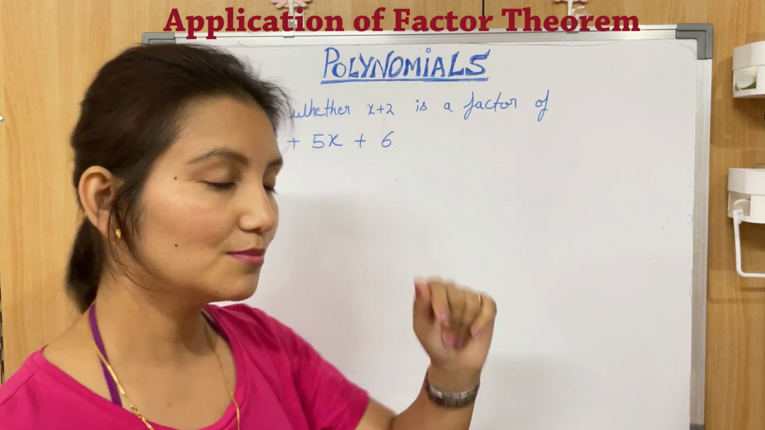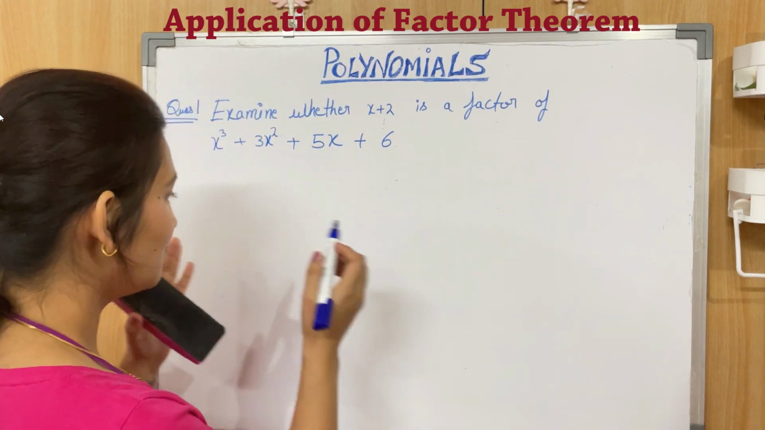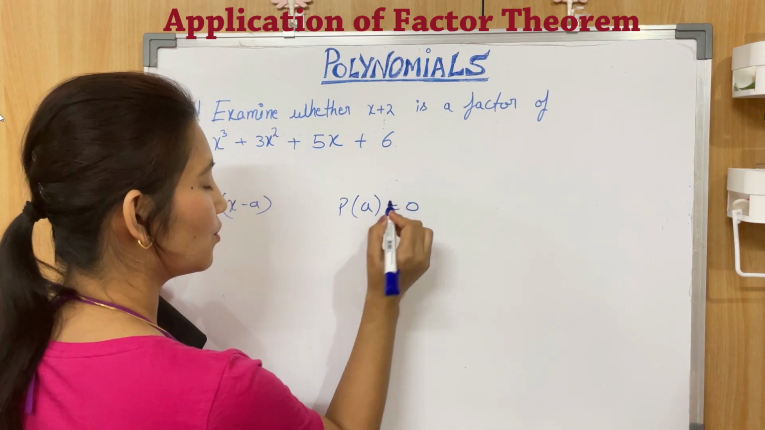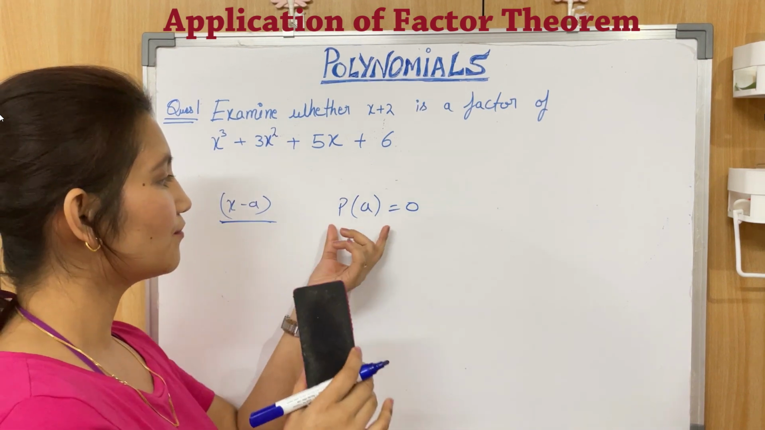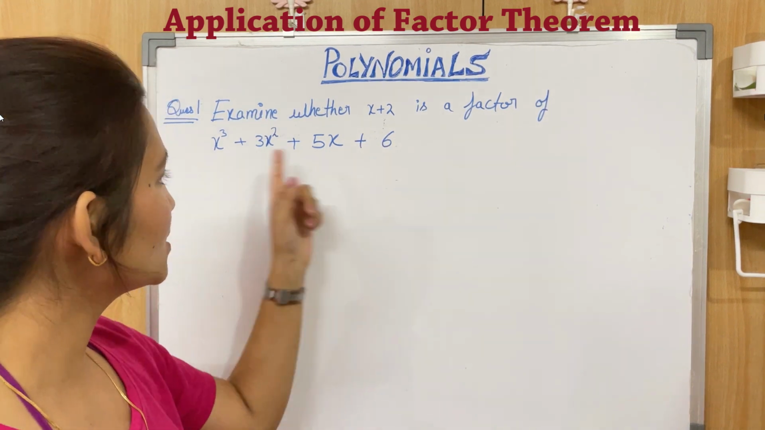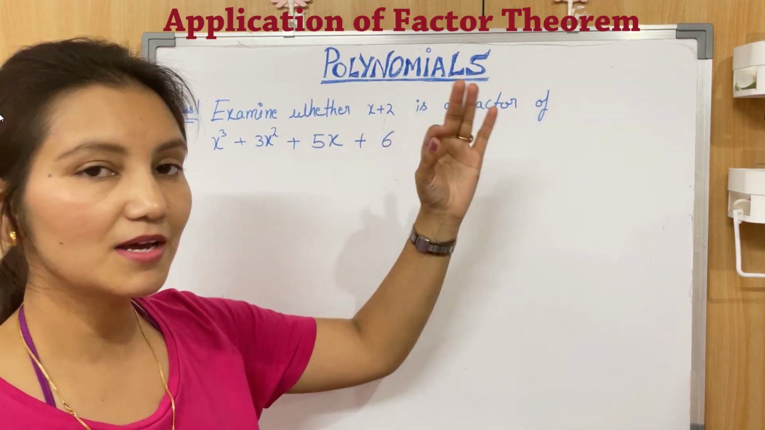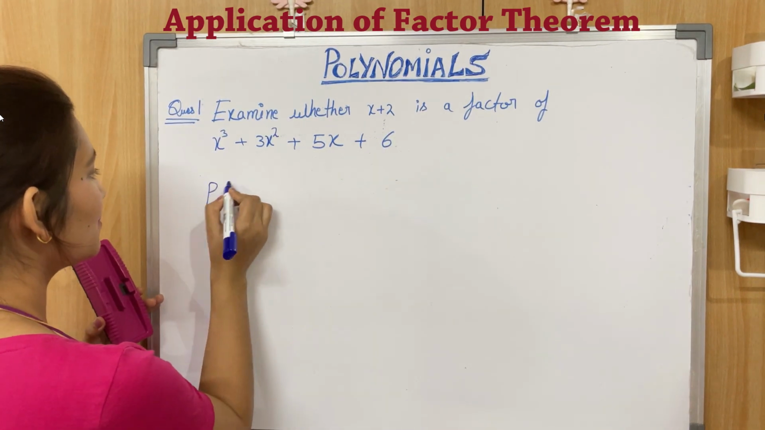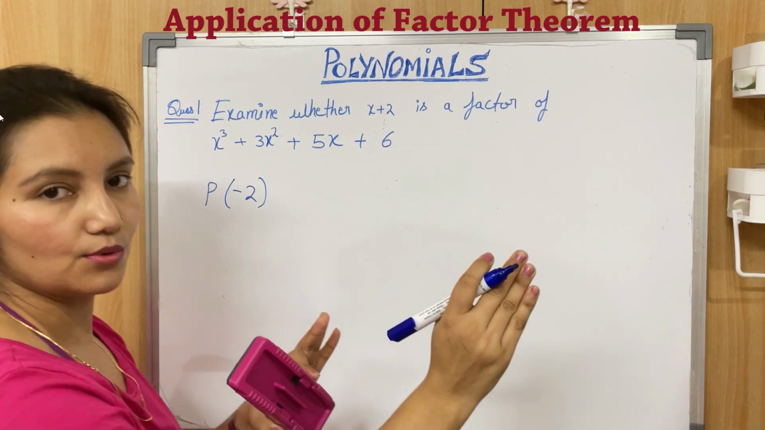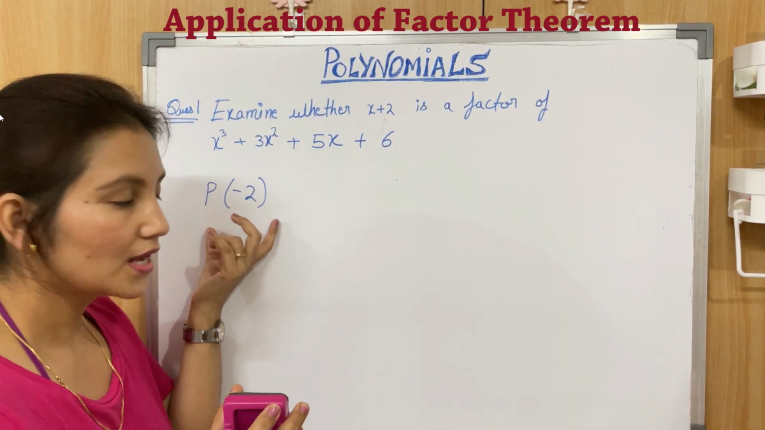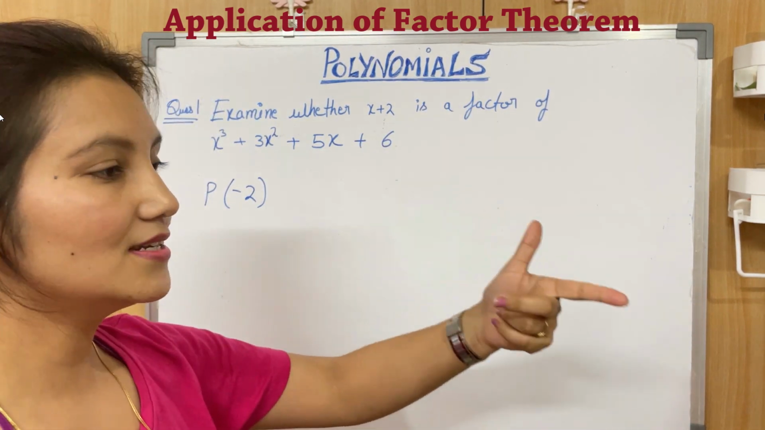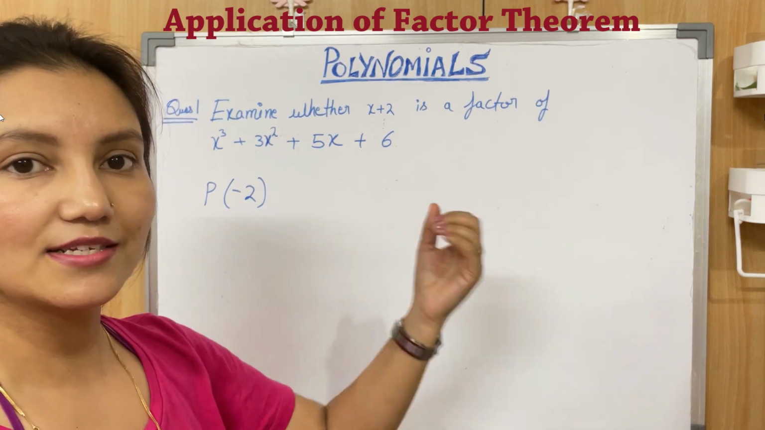What factor theorem says: x minus a will be a factor only if p(a) is 0. So we have to check here whether x plus 2 is a factor of this or not. x plus 2 will be a factor only if p(minus 2) is 0. We have to find out p(minus 2). If p(minus 2) comes out to be 0, then we'll say yes, x plus 2 is a factor. If it doesn't come out to be 0, we'll say it is not a factor.